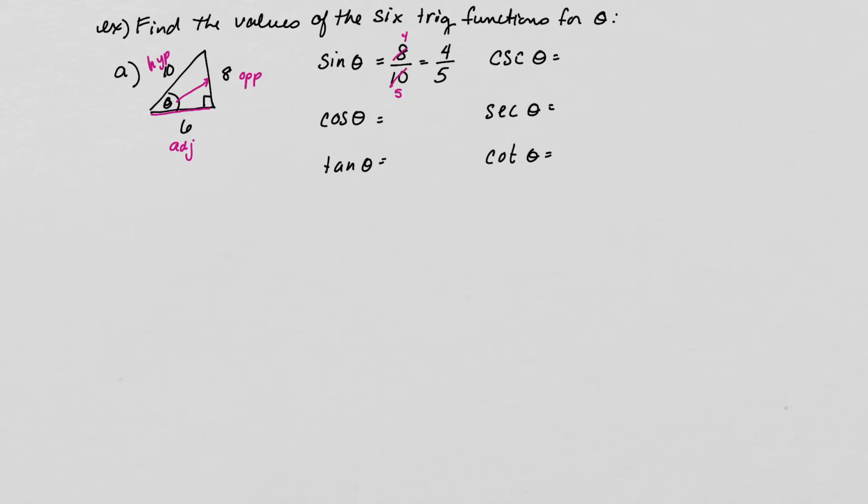So what do we think the cosine is going to be? Okay, so almost. The cosine, remember, is the adjacent, so it is definitely a 6 on the top, but it's the hypotenuse on the bottom, so it's a 10 on the bottom. So 6 over 10, and again, I could reduce this. 2 goes into 6 3 times, 2 goes into 10 5 times, so this is going to be 3 over 5.